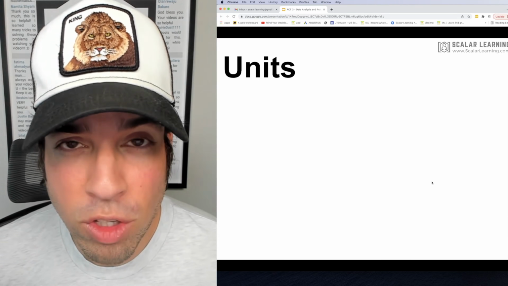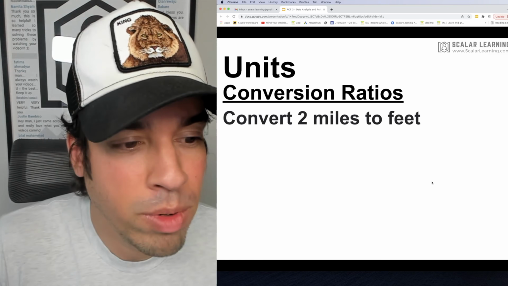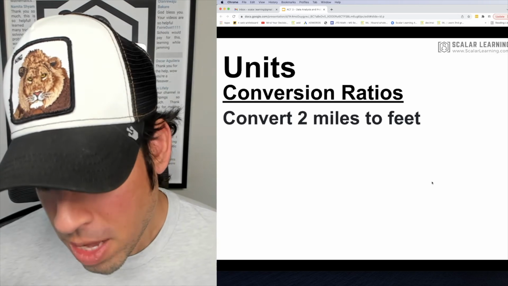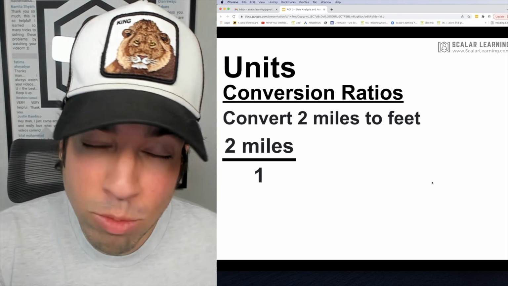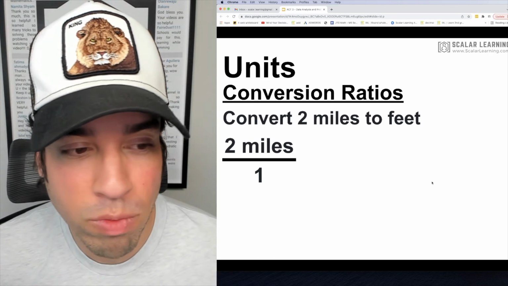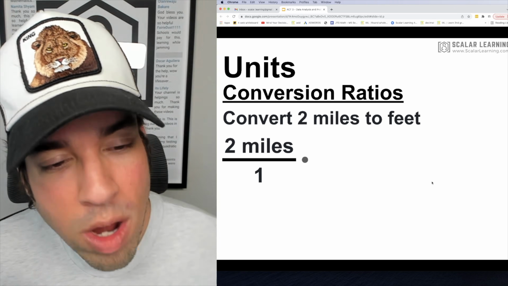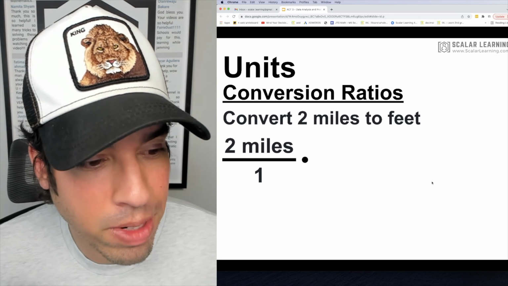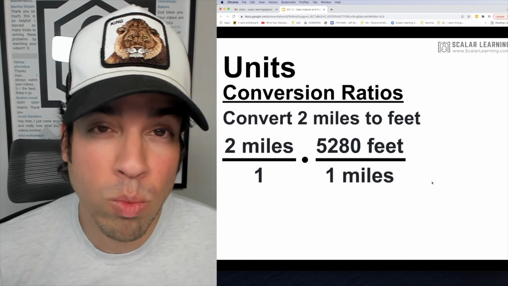Next, we're going to be talking about units and in particular conversion ratio. So for example, let's say we have to convert 2 miles to feet. This is also called dimensional analysis. So we can take our 2 miles, and I'm just throwing it over 1 because we can put anything over 1. And I say, well, I want to get 2 miles into feet. What is the relationship of miles to feet? Well, I know that 5,280 feet is equivalent to 1 mile.